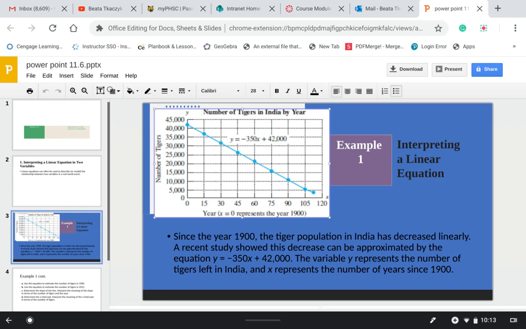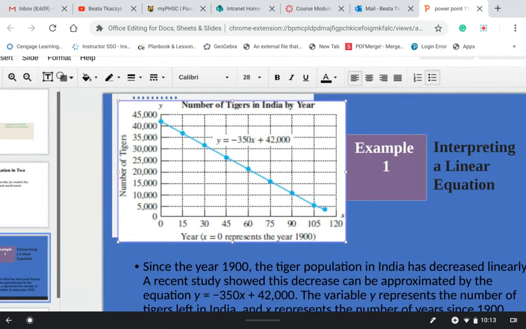Okay, so we're going back to that graph. How many tigers left were in India in 1960? So we're going to check, this is 60 on the x-axis, and you're going up and you see that point right here. So that's the point which we see it. So we need to read that from the graph. So it looks like it's about, I would say, 21,000.